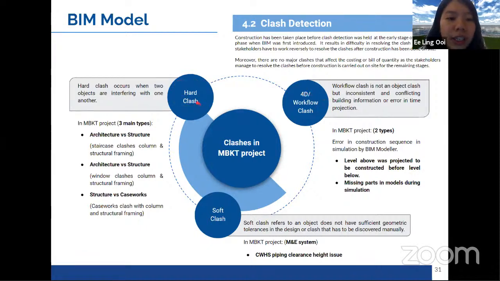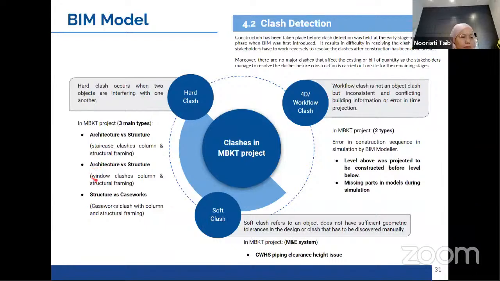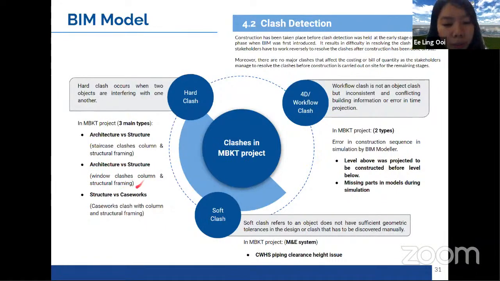For hard clash, in the MBKT project, not to say significant, but most of the clashes happen on architectural versus structure and structure versus caseworks. So for architectural, there will be staircase clashing with structural components such as columns and the structural framing. Another one will be windows clashing with the structural components. And the last one is the casework. So we will go in depth.